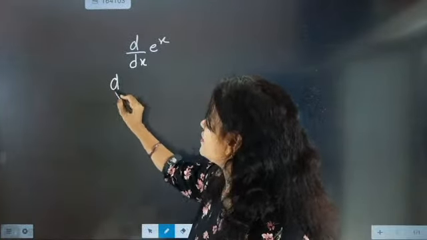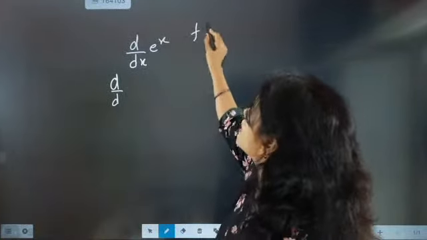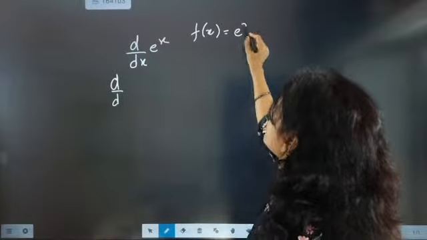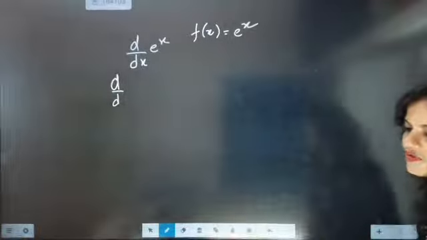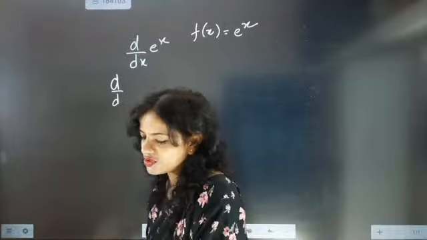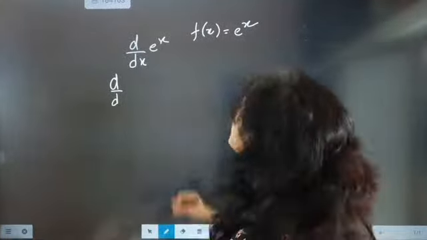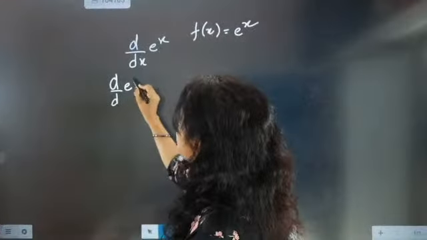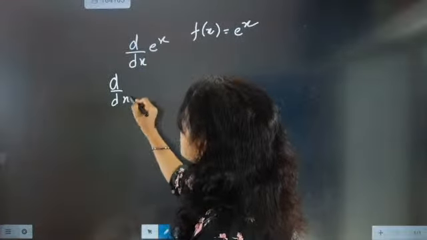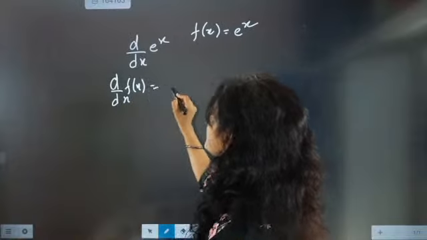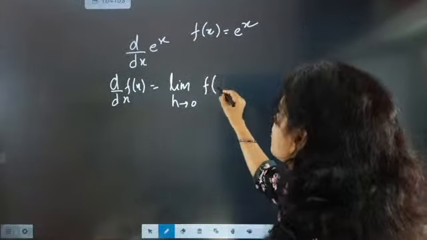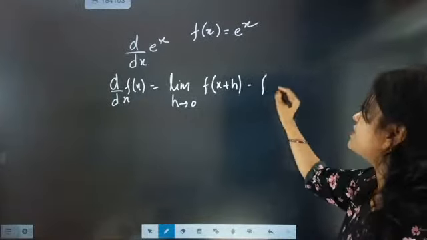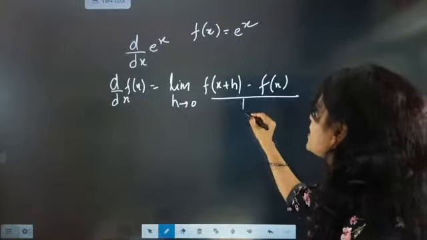We will write differentiable. This is nothing but f of x is equal to e to the power x; the function is given to you. What is the answer? E to the power x. Absolutely correct, beta. So now differentiation of f of x will be written as limit h tends to 0, f of x plus h minus f of x by h.